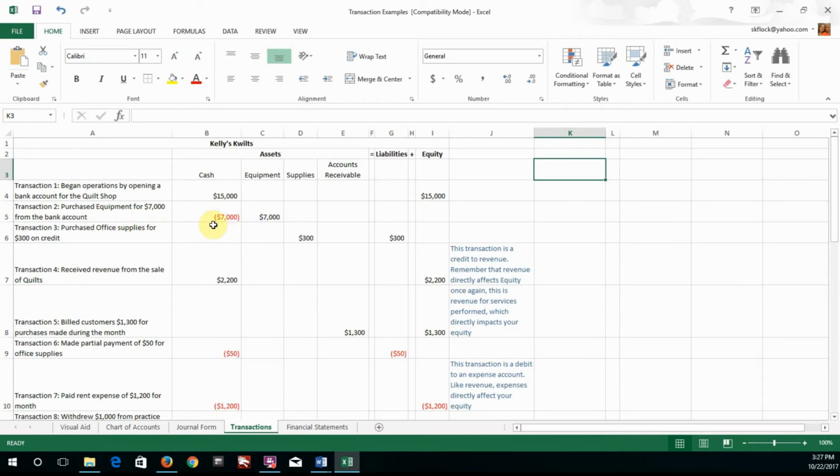I'm reducing my cash, which would be a credit. I'm increasing my equipment, which would be a debit, because both of these are assets. Again, my accounting equation remains in balance.